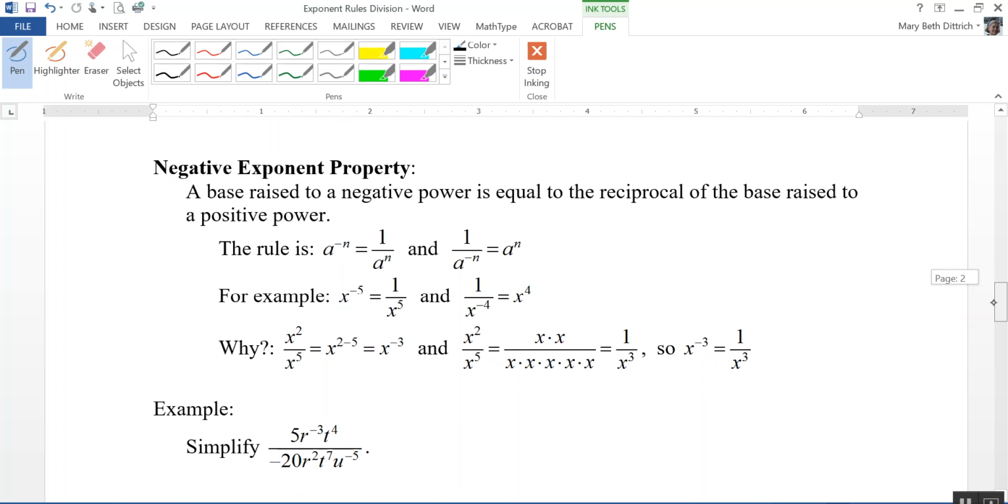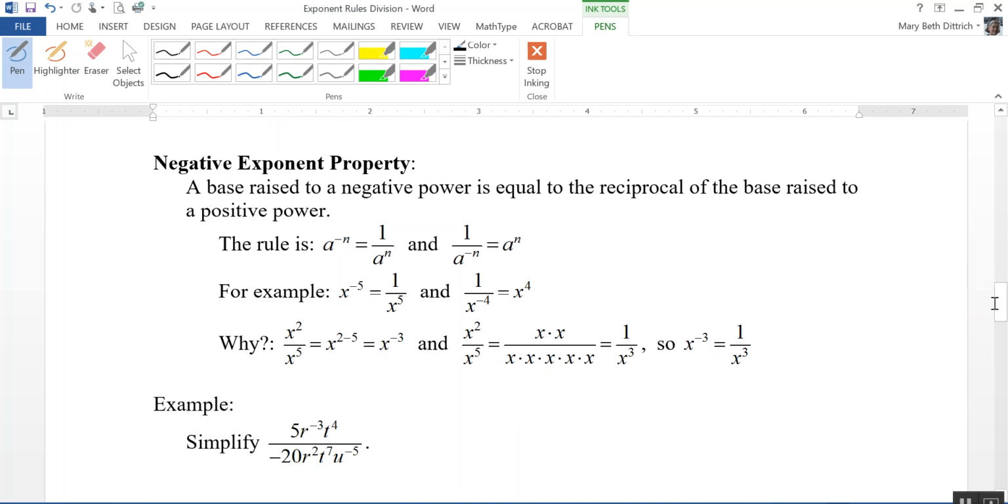Next property is the negative exponent property. And it says a base raised to a negative power is equal to the reciprocal of the base raised to a positive power. Here's the rule. It says a to the negative n power is equal to 1 over a to the n. Notice that this is the reciprocal of a to the n, and a to the n ends up in the denominator. And 1 over a to the negative n is equal to a to the n.